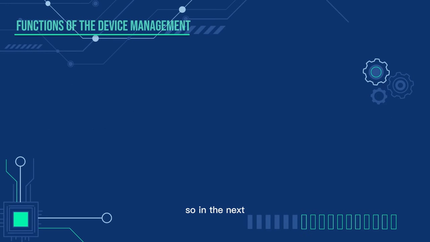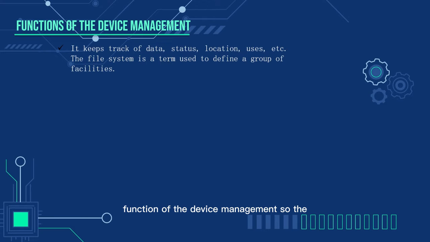So in the next slide, we have the functions of device management. The first function of device management is to keep track of data, status, location, uses, etc. And the file system is a term used to define a group of facilities. So ang first function gid sa device management kay para matrack ang atong data or ma-locate nato og dali ang atong mga data sa system.